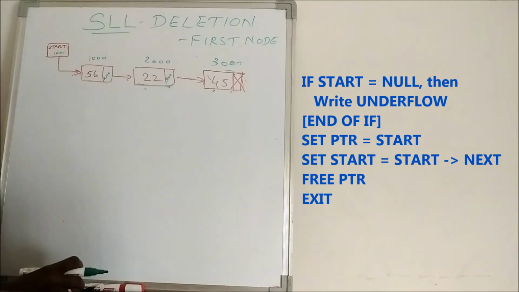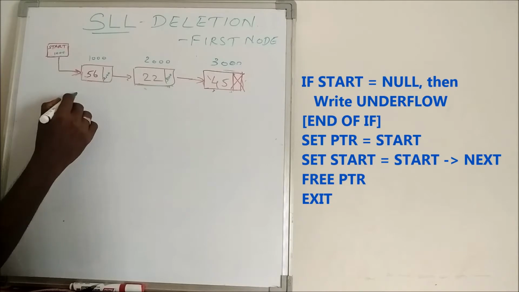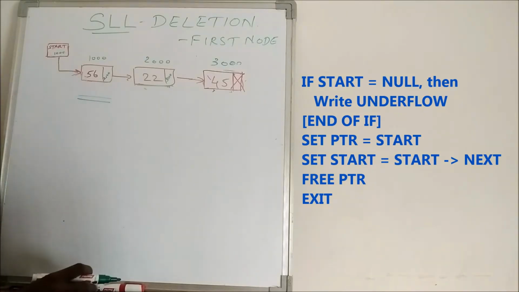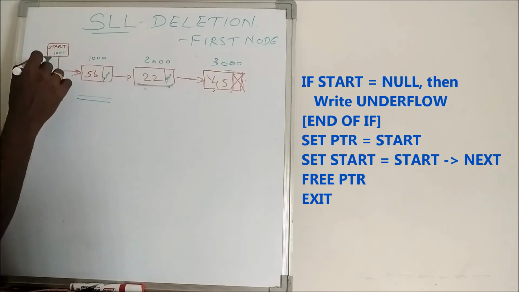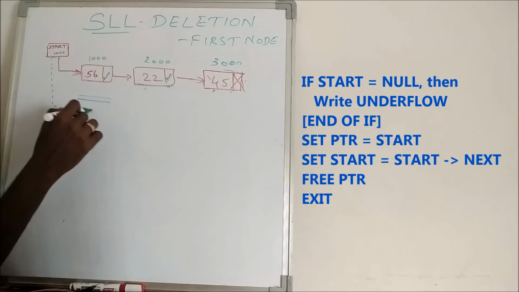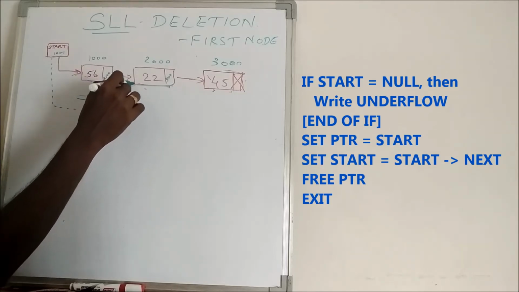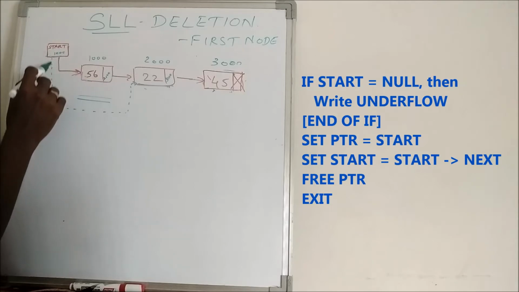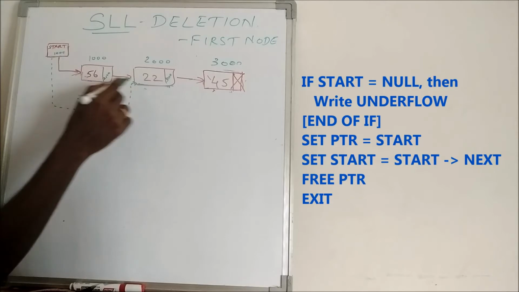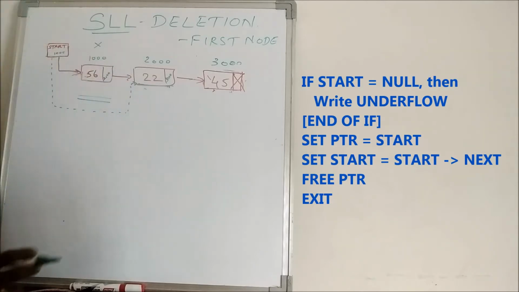First we see deleting the first node. Deleting the first node means we are going to delete this particular node. If I want to delete this node, I simply replace this link like this. It is enough. Instead of start pointing to this 56, it now points to 22, and then I can free this memory.